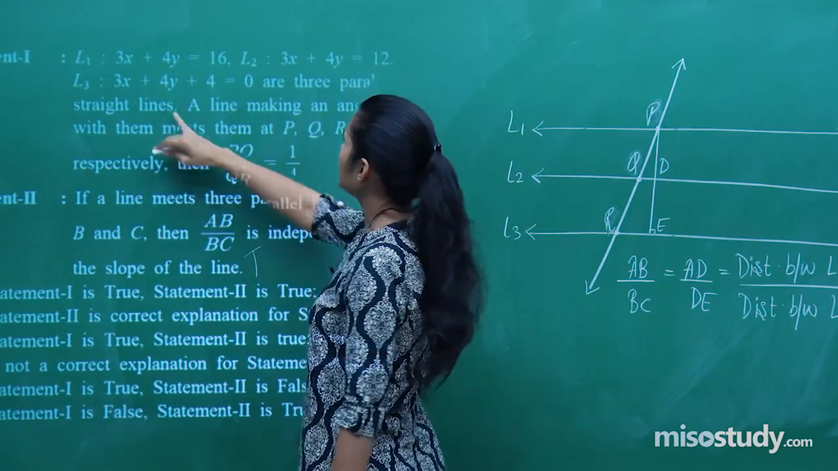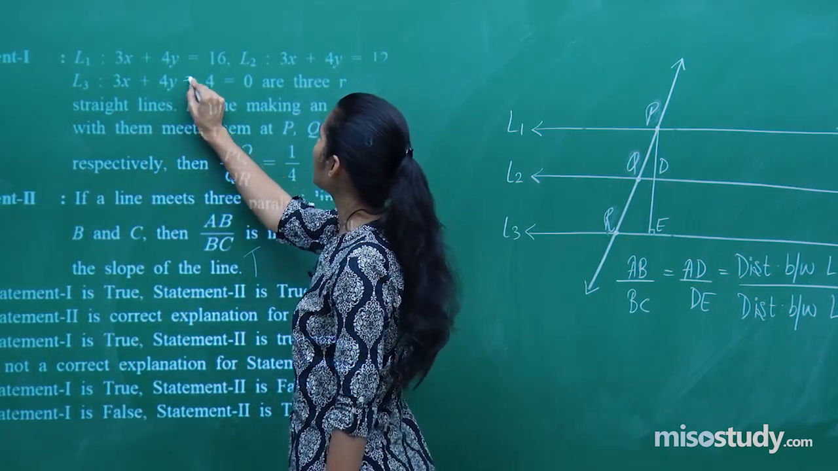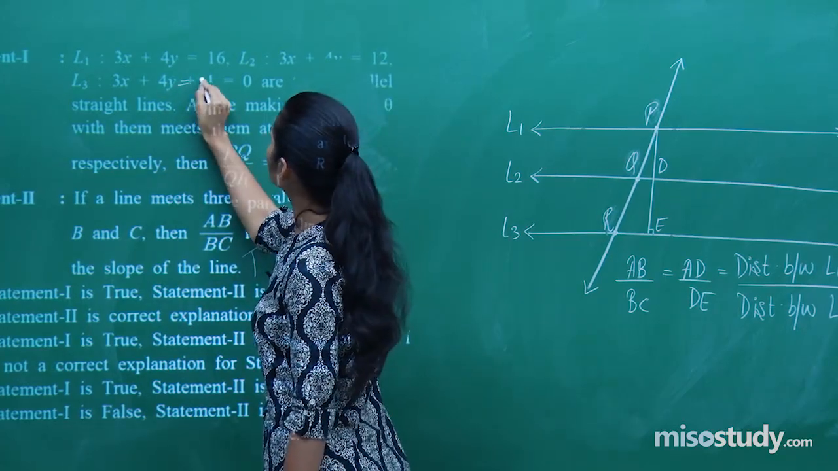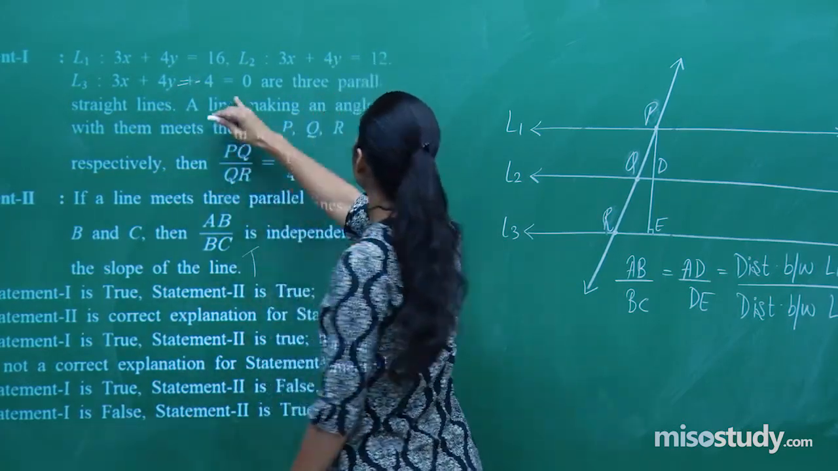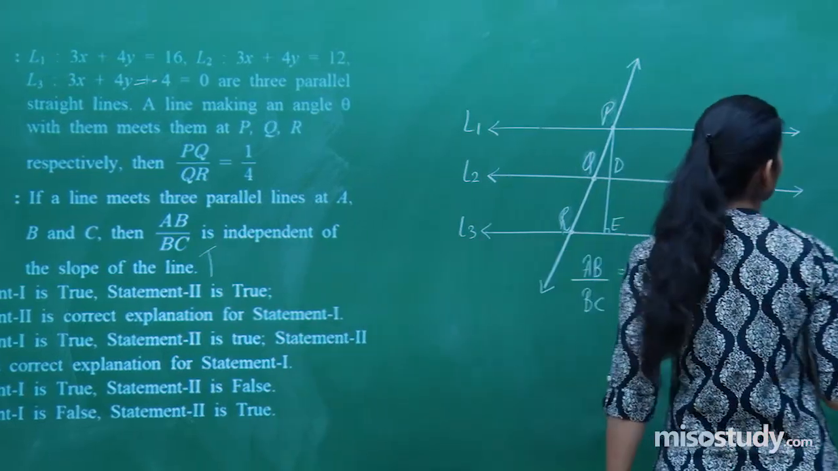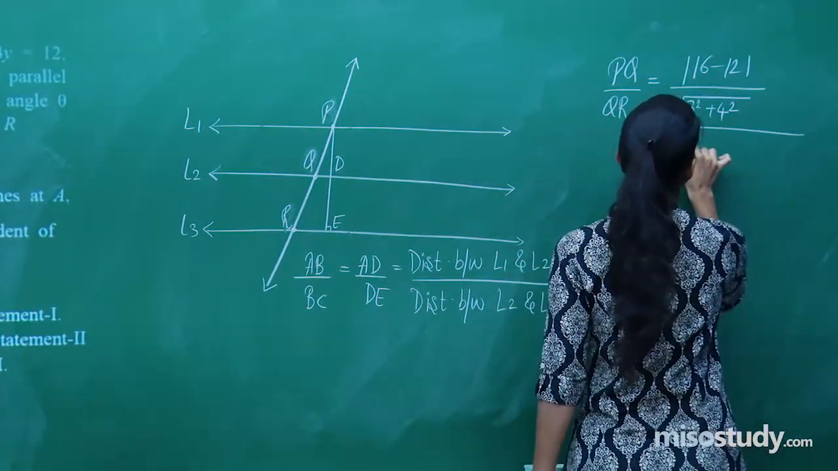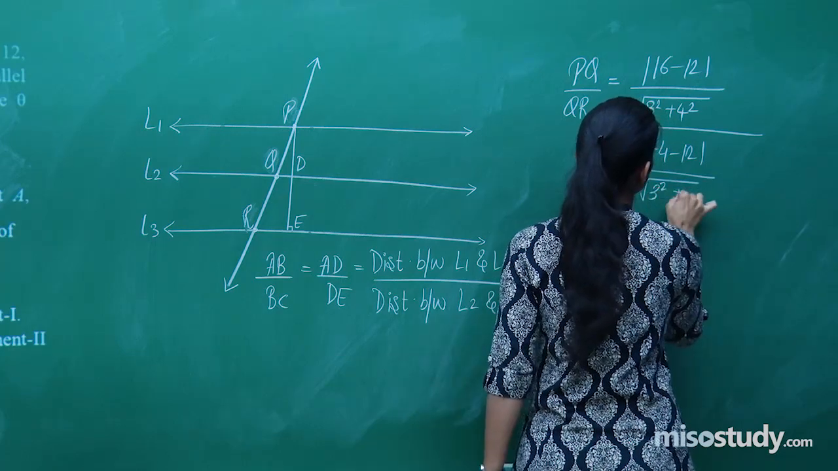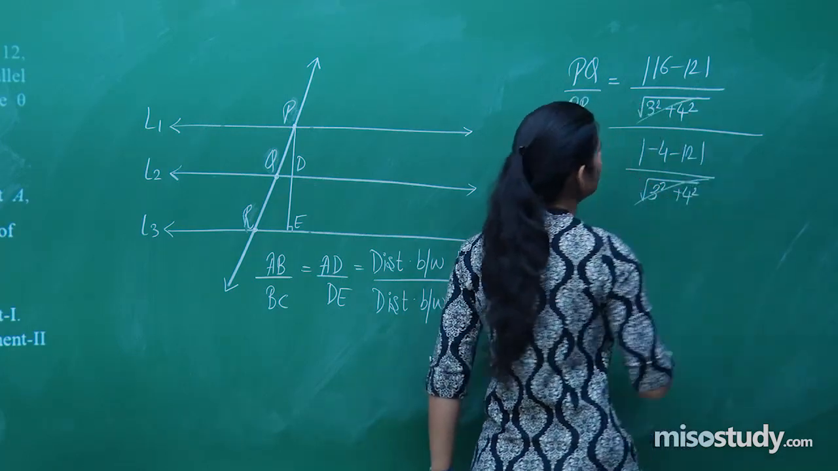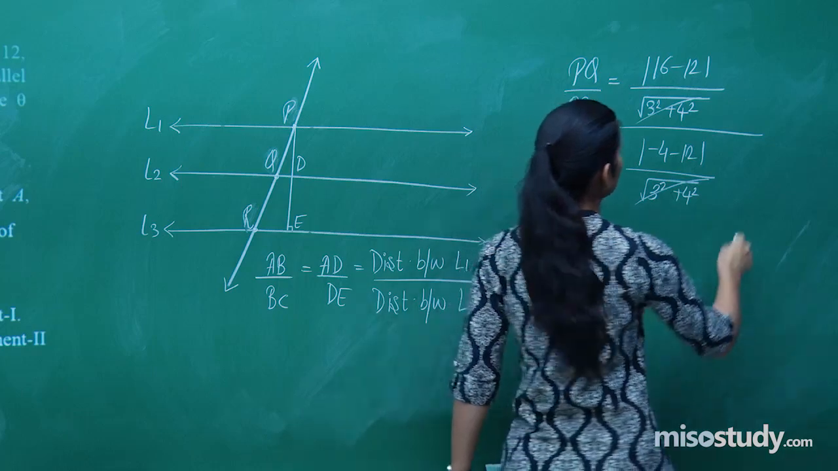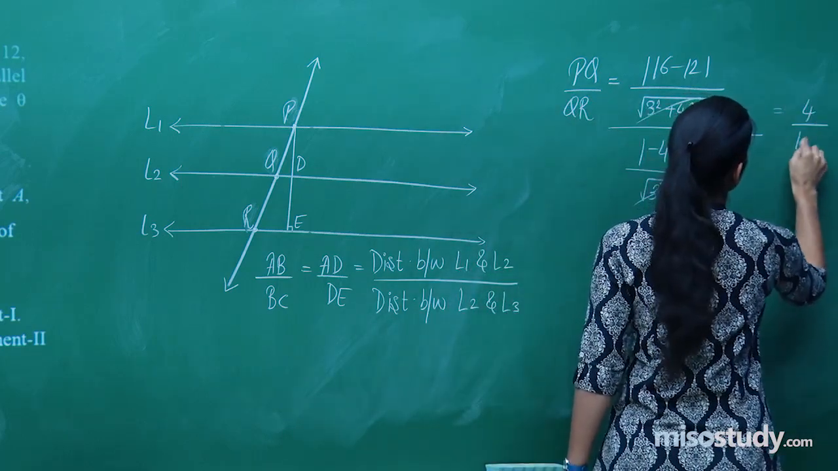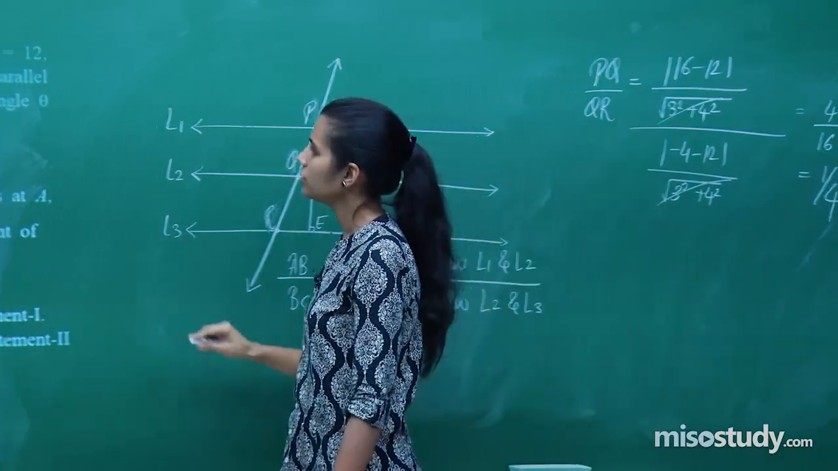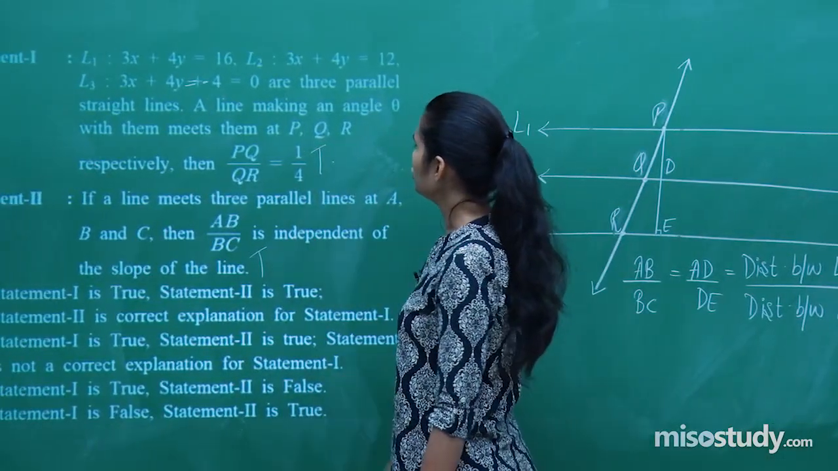L2 is this, L3 is 3x plus 4y equal to minus 4, you can write it. You can write this as equal to minus 4, and therefore minus 4 minus 12 with a mod, again upon root over 3 square plus 4 square. This gets cancelled out. What are you left with? 4 upon 16, which is 1 upon 4. So this is also true.